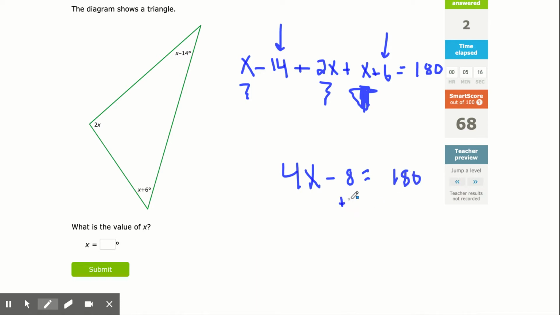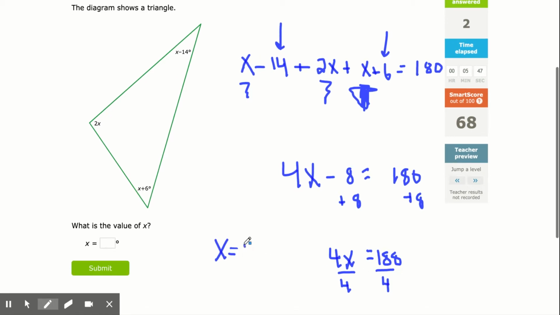Now I'm going to add 8 to both sides. Add 8 to both sides. I get 4x equals 188. And it's all right to have a number larger than 180, because I'm not saying the three angles add up to more than 180. I'm just saying that when I solve this expression, that happens to be 188 when I bring that negative 8 over. Divide by 4, I get x is a value of, let's see, that's going to be 4 and 7. So 47 is my value of x.